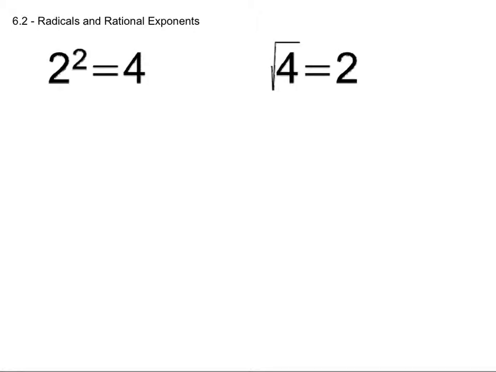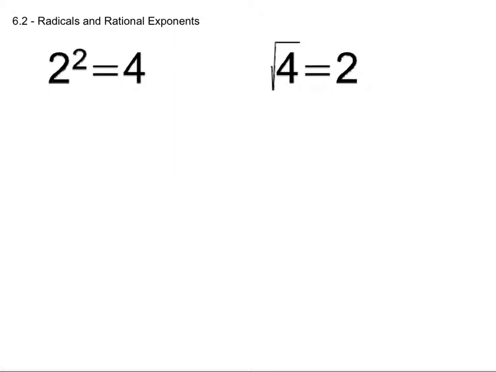We can start with a very basic example here. This is something that you've seen before. You know that 2 squared equals 4. It means 2 times itself, 2 times 2 equals 4. And at the same time, you've seen the notation before that the square root of 4 would equal 2. That's just a connection between those two things there.